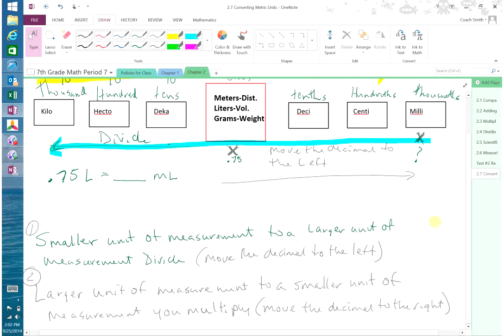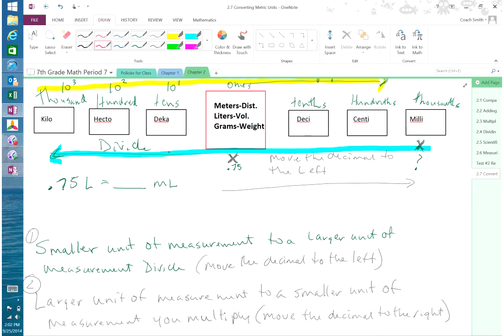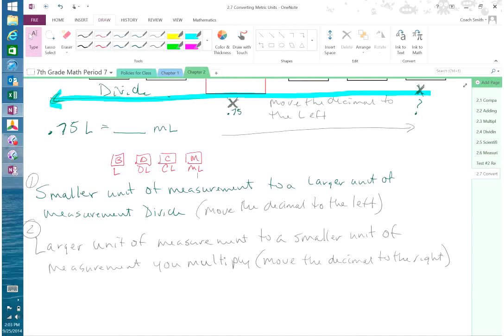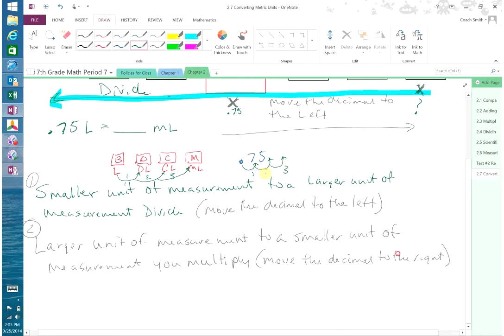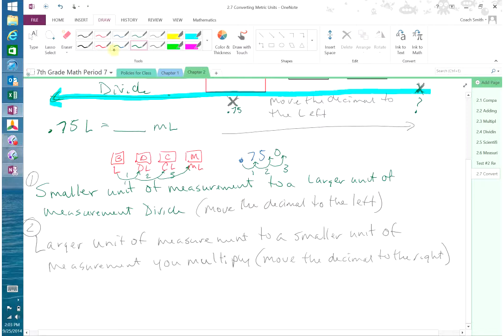So back to our original problem, I want to change 0.75 liters into milliliters. So all I have to do is this. Here's your base. Here's deci. Here's centi. And here's milli. So I want to go from liters past deciliters, past centiliters, to milliliters. And so I'm going 1, 2, 3 places to the right. So I'm going to take my number 0.75 and I'm going to move the decimal once, 2 times, 3 times to the right. I have to add a 0 right there. So 0.75 liters is the same thing as 750 milliliters.